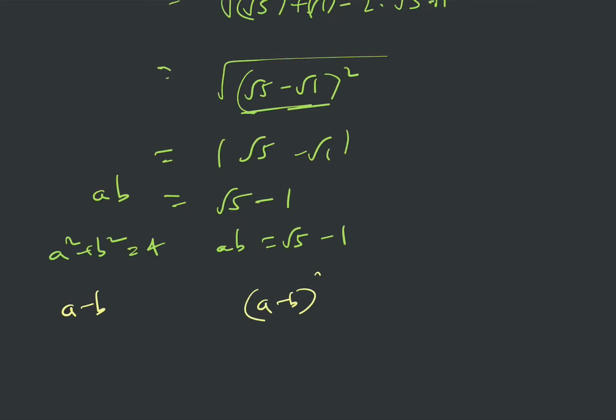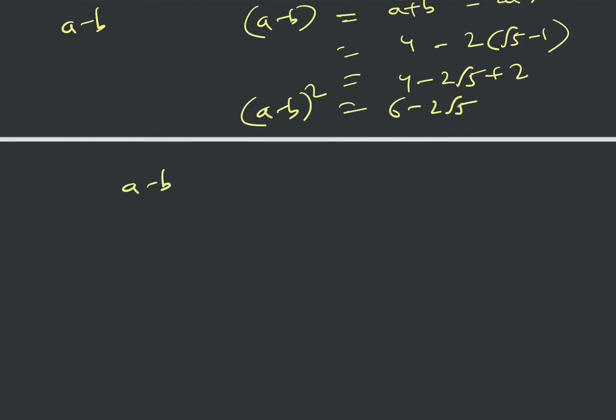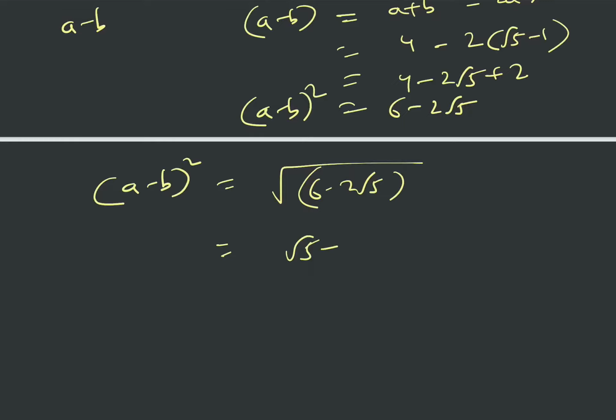Let us use the formula that A minus B whole square is A square plus B square minus 2AB, isn't it? So this is 4 minus 2 into root 5 minus 1, which is 4 minus 2 root 5 plus 2. So this is again 6 minus 2 root 5. A minus B whole square is 6 minus 2 root 5. So A minus B is square root of 6 minus 2 root 5, right? I mean you can write plus minus, but we'll see why it is only plus. So this again you will get root 5 minus 1.